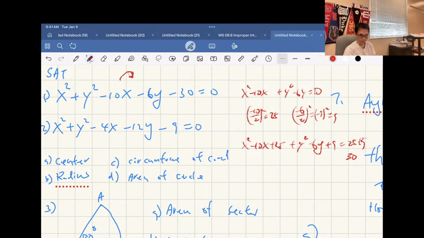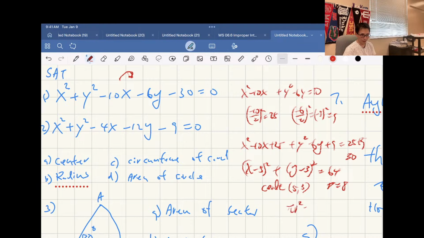Yep, and 64. So it'll be x minus 5 squared plus y minus 3 squared is equal to 64. Radius is equal to 8. Center is 5, 3. And then area of a circle is pi r squared, so that's going to be 64 pi. Circumference is 2 pi r, which is diameter times pi, so it'll be 16 pi. So remember, on the SAT, they don't just ask you where the center is or just the radius. They can ask you the area of that particular circle, or they can ask you the circumference of that particular circle. So they'll correlate two ideas into one.